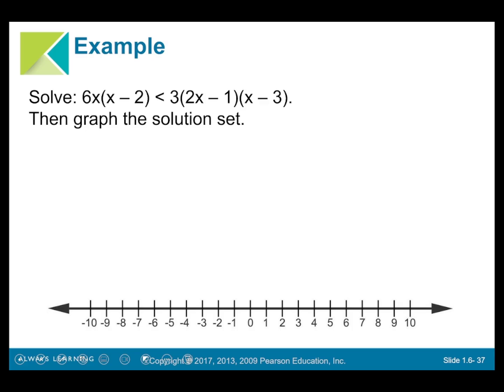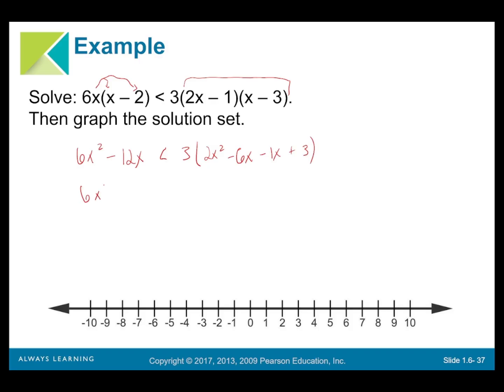Now, I wanted to throw in this example because you actually have this on your homework, and it has several more terms in it, but we do the exact same thing. So let's do this example together. We are going to simplify both sides as much as we can, which means distributing this first term. Then we've got to FOIL out the right-hand side. Starting with the distribution, we get 6x squared minus 12x, because I have 6 times x times 2, 12x, is less than, I'm going to leave the 3 there for a minute, and then I'm going to FOIL this guy. So first is 2x squared, outer is minus 6x, inner is a minus 1x, and then a plus 3.